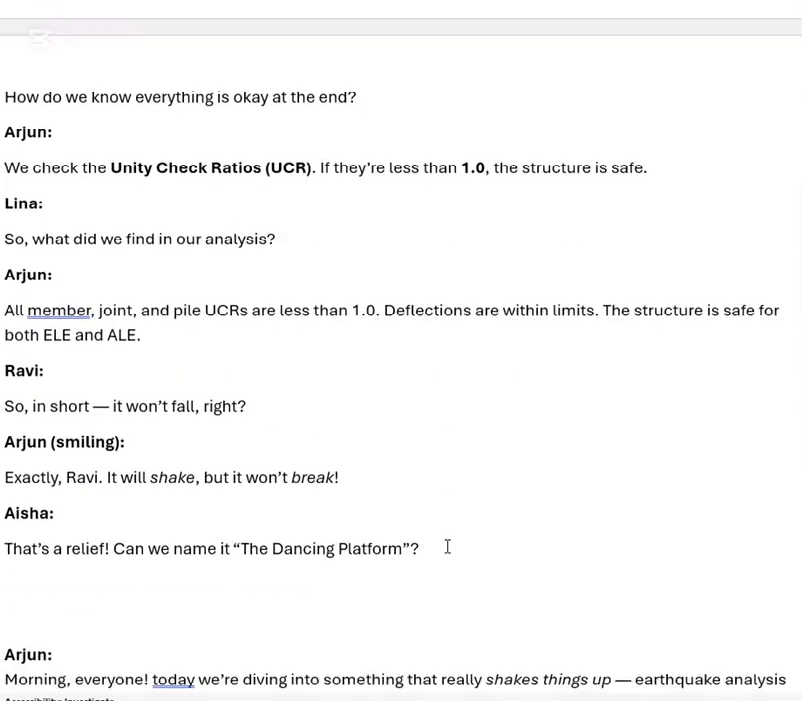How do we know everything is okay at the end? We check the unity check ratios. If they are less than 1, the structure is safe.